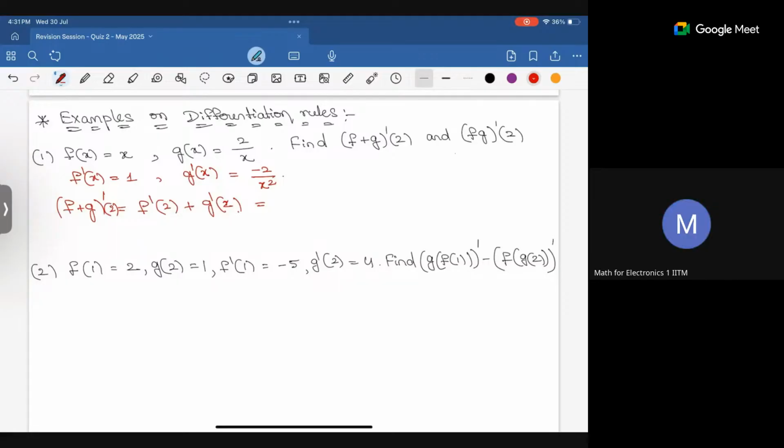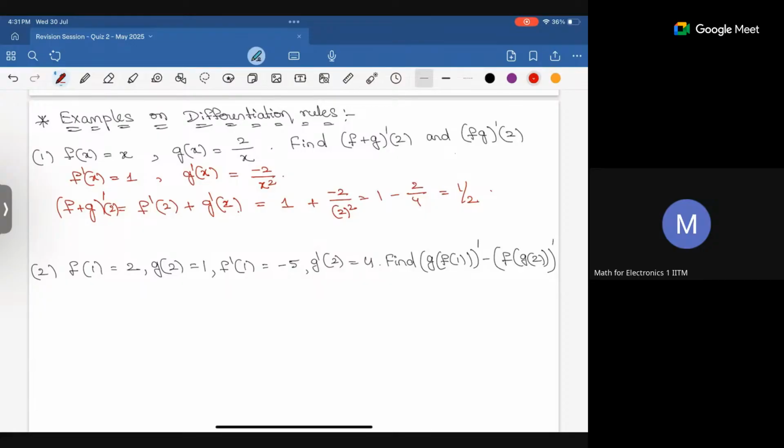Yes, sir. Once we have f prime of x and g prime of x, all we have to do is substitution. So we need f prime of 2 and g prime of 2. F prime of 2 is 1 plus g prime of 2, which is minus 2 by 2 square. This will be 1 minus 2 by 4, which will be half.